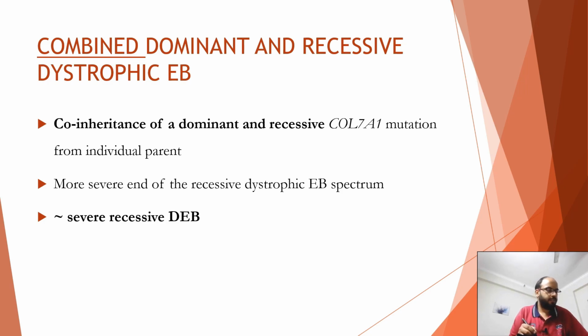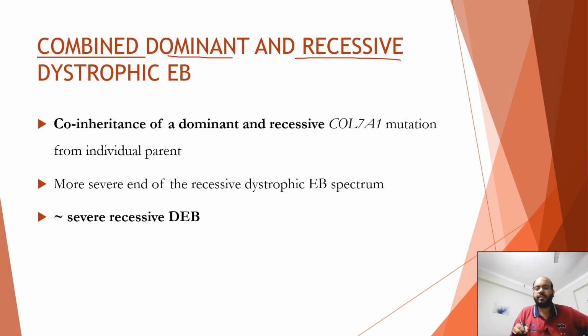Combined dominant recessive dystrophic EB. In the combined form, you have both types of inheritance. Remember, I've told you that each and every subform of dystrophic EB can be inherited as dominant and recessive, but in the combined form, both types of inheritance are seen.